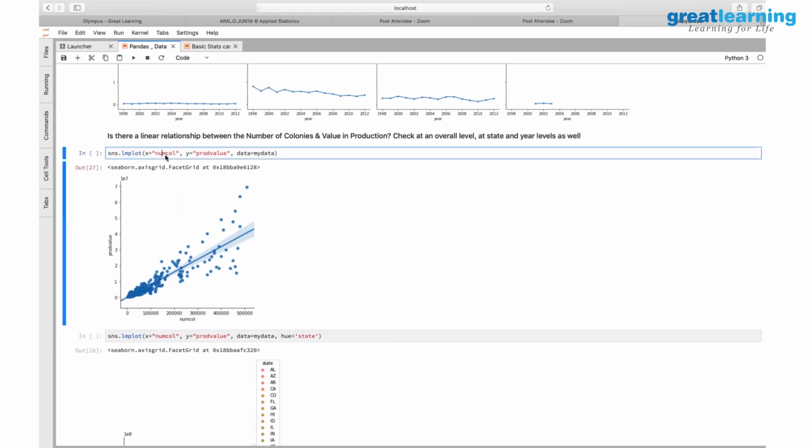But for numcol, if you draw a scatter plot for this one, it creates a scatter plot. But what does this LM plot do? It creates a trend line for this. You know where the trend is happening. Now can you see this small blue shade happening around that line? So what is that shade indicating for me? Any guesses? It's the range of the trend line.